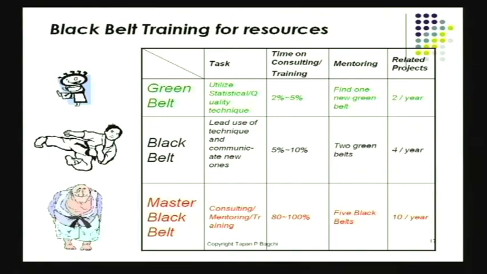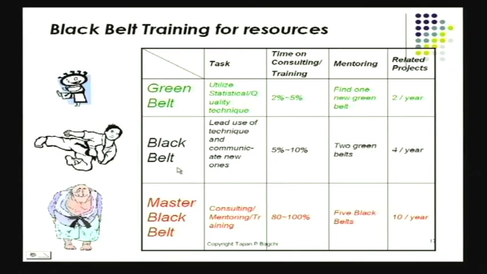Let's quickly take a look at the characteristics of some of these people we just mentioned. The master black belts are the top-notch people. Most of their time, they do consulting, monitoring, and training, and they spend almost all of their time doing just that. They should be able to mentor 5-6 black belts at any time, and they stay involved with about 10 Six Sigma projects per year.